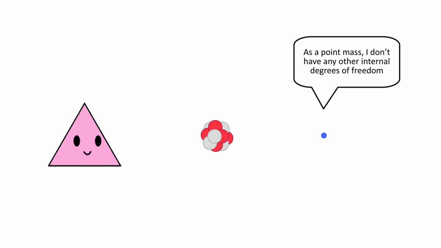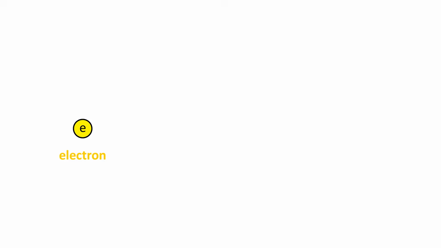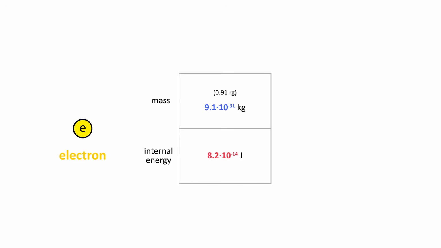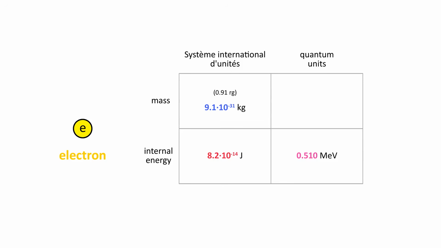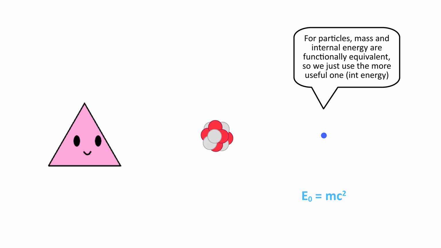Now, it's easy to accept this for fundamental particles. After all, they don't have any internal degrees of freedom aside from their mass, so really, there's nothing else internal energy can even depend on. For example, the mass of an electron is about 0.91 rontograms, and its internal energy is just that times c squared. In fact, fundamental particles usually use electron volts for energy and electron volts over c squared for mass, which saves us the step of converting. In this sense, mass and internal energy are essentially interchangeable, and for particles, we prefer energy.